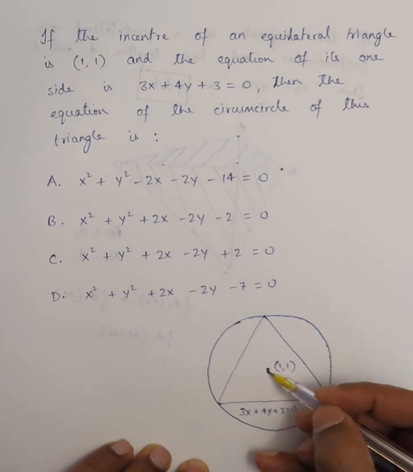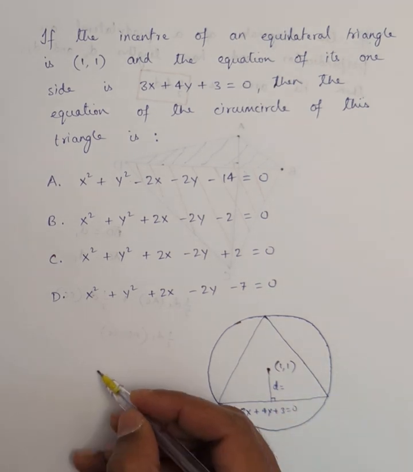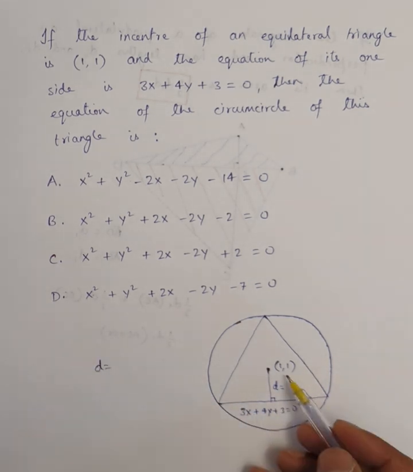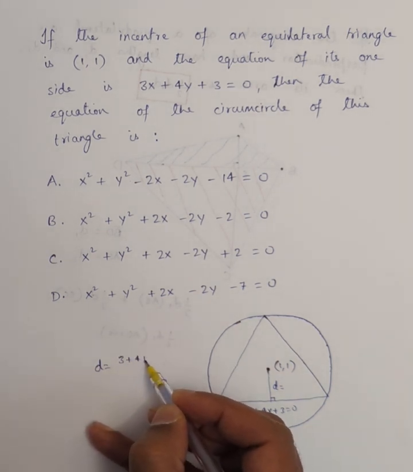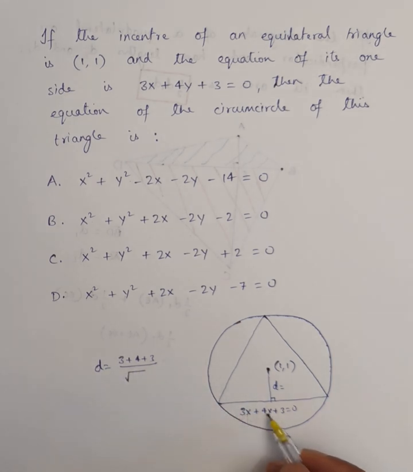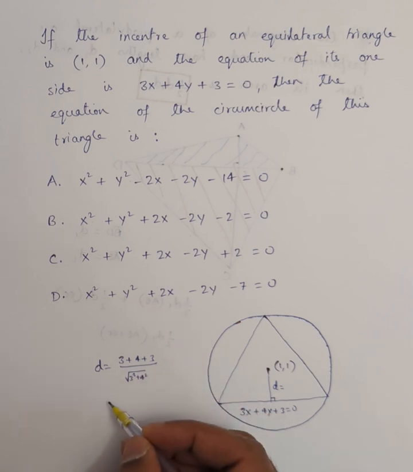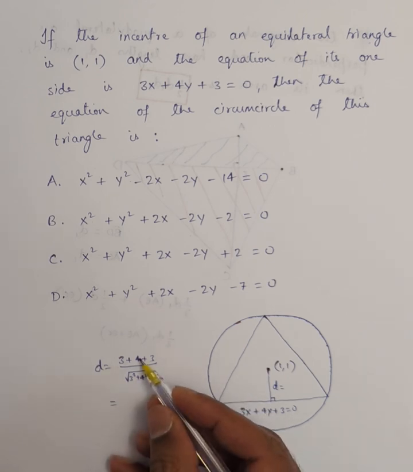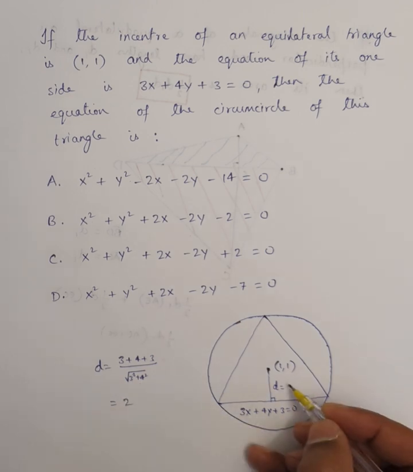So if I want to know this distance, the perpendicular distance, then I can use that expression. So what is d going to be? d is going to be, you plug (1, 1) into that, then you get 3 + 4 + 3 divided by the square root of 3 squared plus 4 squared. Well, that's going to be 5 squared. So that's going to be 10 divided by 5. So 10 divided by 5 is 2.